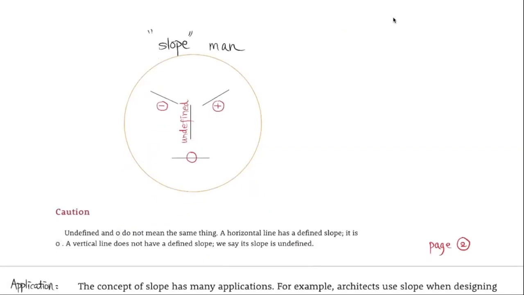Oh, by the way, be very careful over here. Undefined and 0 do not mean the same thing. A horizontal line has a slope of 0. It is a defined slope. It is defined, it is a real number, and it's equal to 0. However, a vertical line does not have a defined slope. The slope is not a real number. So we say the slope is undefined.